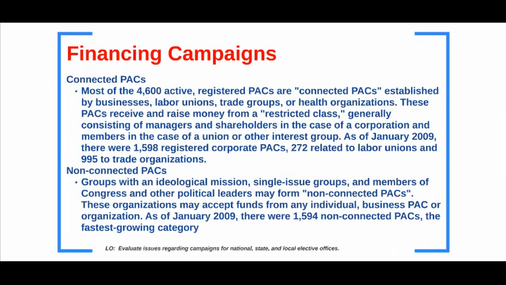Non-connected PACs. Groups with an ideological mission, single-issue groups, and members of Congress and other political leaders may form non-connected PACs. These organizations may accept funds from any individual, business PAC, or organization. As of January 2009, there were 1,594 non-connected PACs, the fastest growing category.